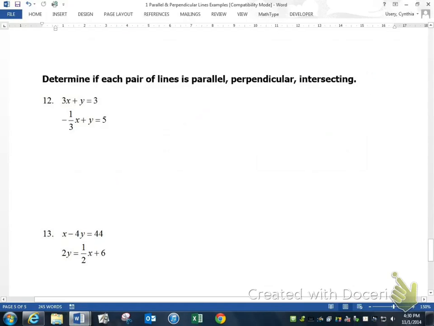In this last section, we're going to determine if each pair of lines is parallel, perpendicular, or intersecting. So what we need to do is look at slopes to determine that. If the lines are parallel, my slopes are going to be the same. So I would have the same slope.